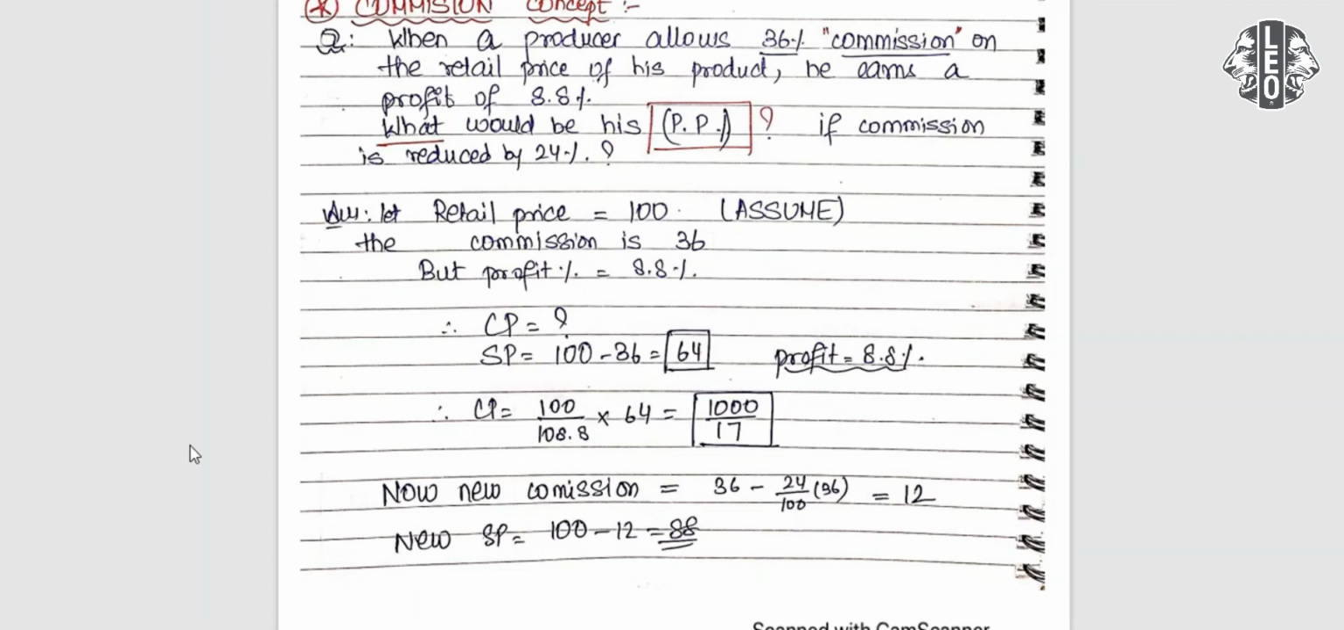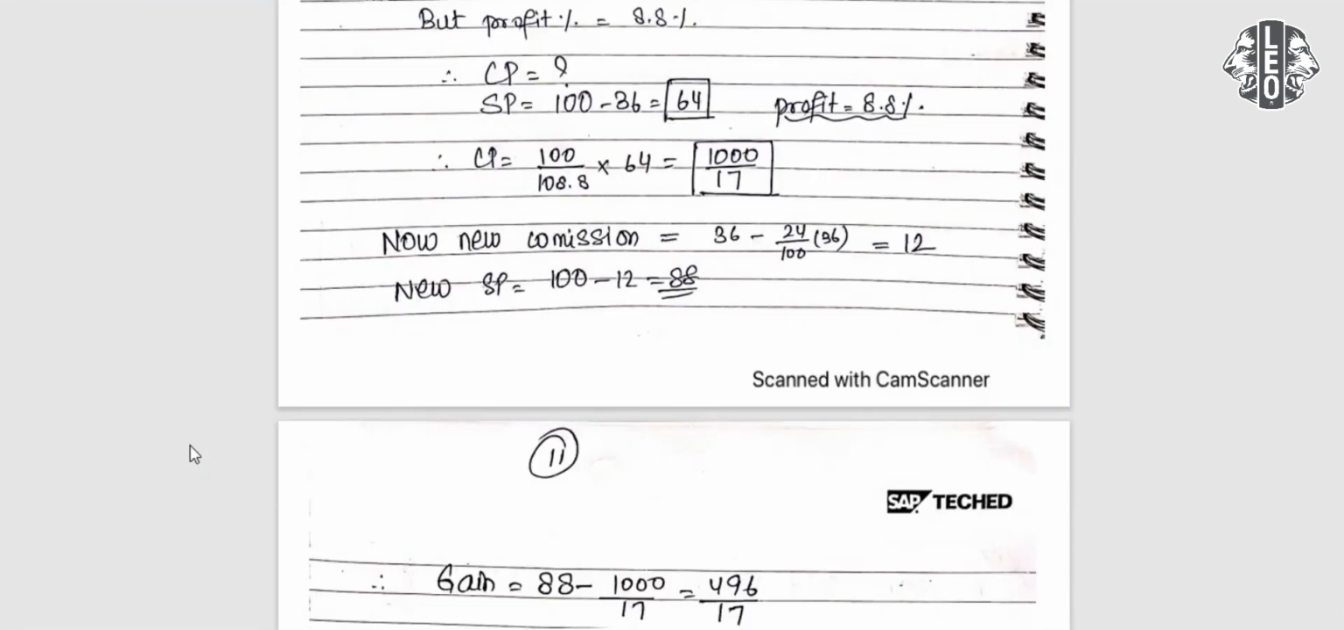Now what is the new commission? The commission of 36 is reduced by 24%, and after the computation you get the new commission to be 12 rupees. Now they are asking what is the new selling price. The new selling price is the total retail price minus the new commission. Total retail price is always 100. 100 minus 12, 88 is your new SP.